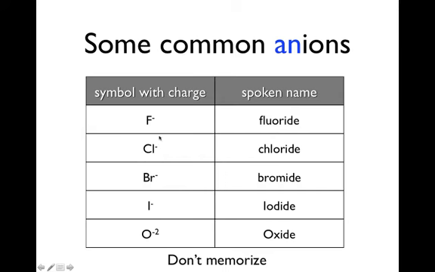So this is a chloride ion. Chlorine prefers to have a charge of -1. Bromine prefers to have a charge of -1. Iodine as well. And just to show you that negatively charged atoms and groups of atoms can have different negative charges as well, oxygen prefers to have a charge of -2. And in this case, that ion is called an oxide ion.